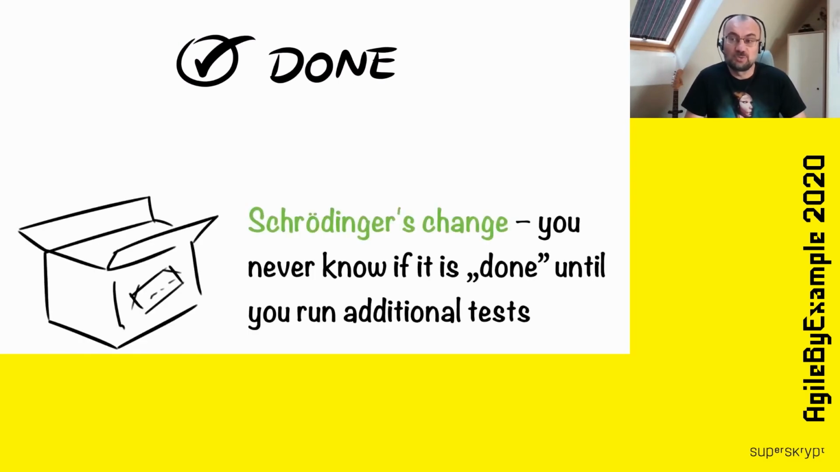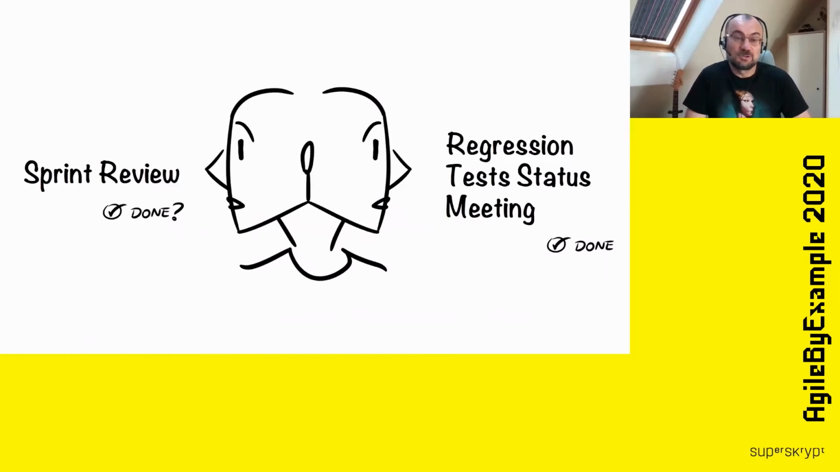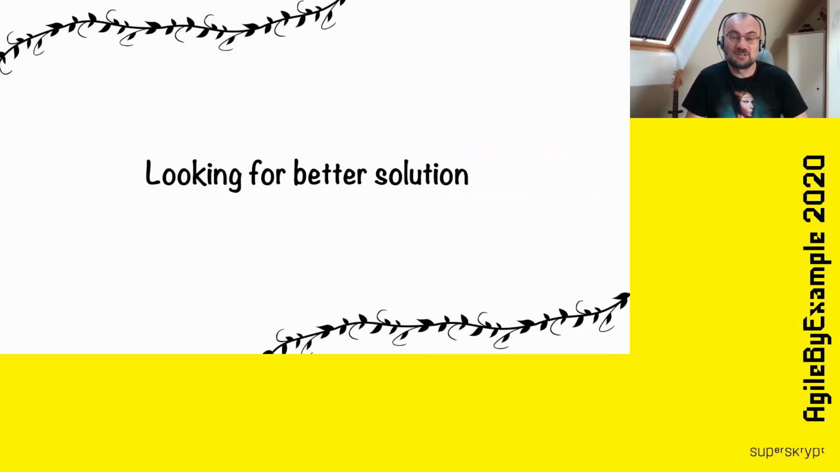So we hoped for the change which is done. However, we received during sprint reviews the set of changes in unknown state. So maybe it's done, maybe it's not done. We will know about it later. We also observed that our stakeholders moved their attention slowly from sprint reviews to the meeting related to regression testing, because only on this meeting about regression testing, they were able to see the real status of the changes.